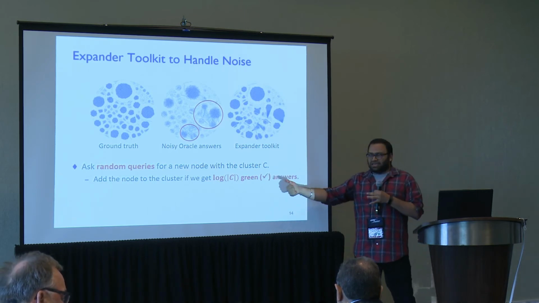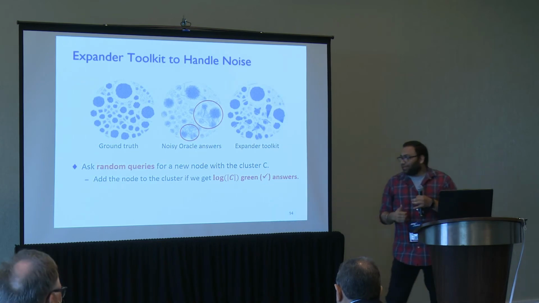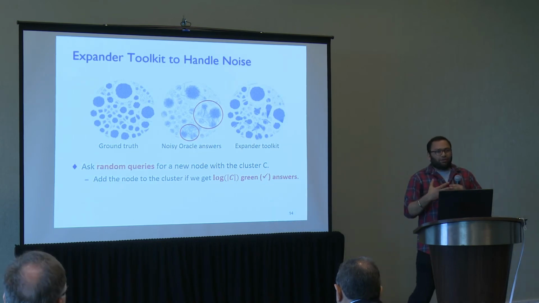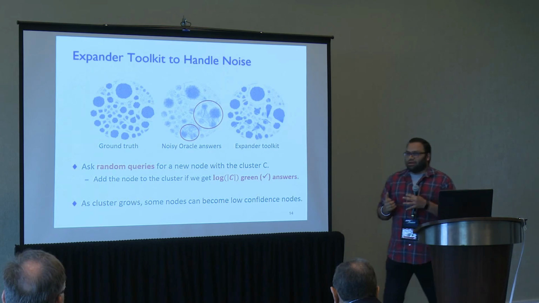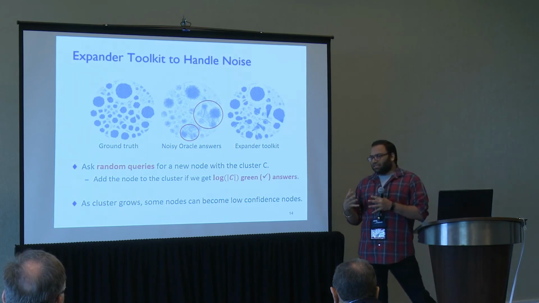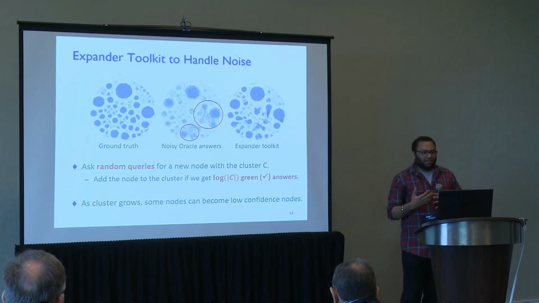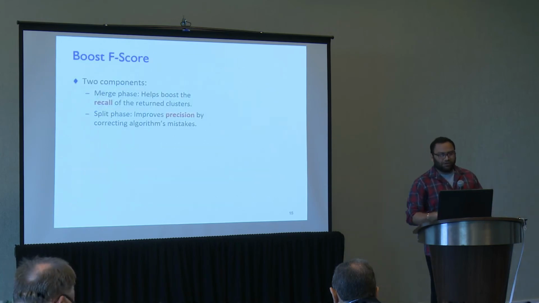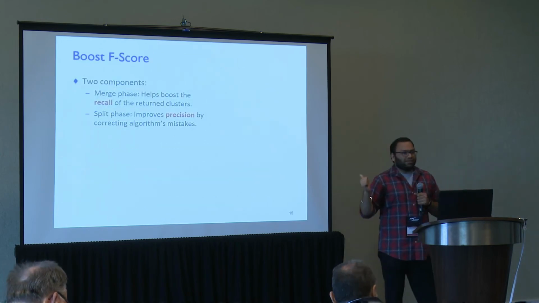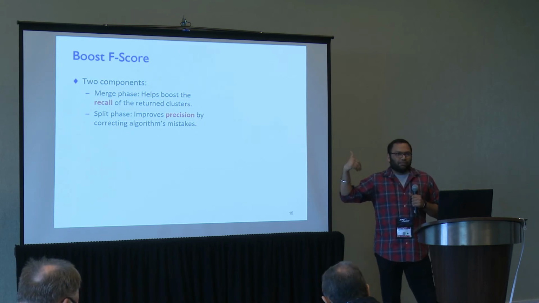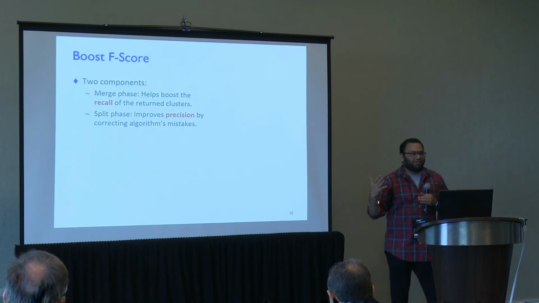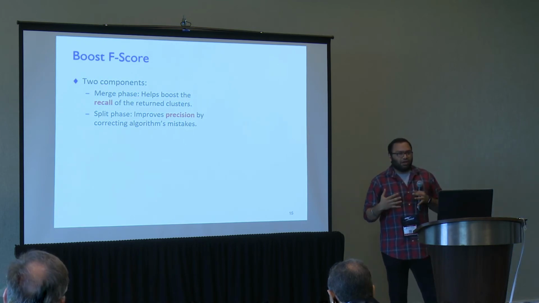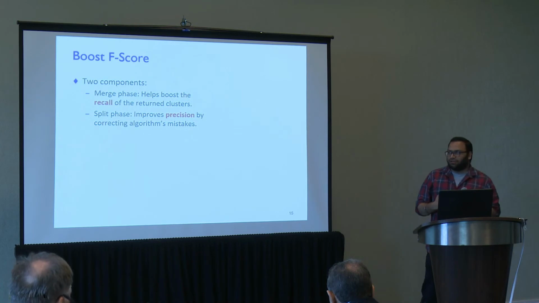So the size of C would grow. So you need a larger number of green answers to keep the node in that cluster. So as the cluster grows, some nodes might become low confidence nodes. So after the cluster C grows, you need to boost the confidence of those clusters. How can you boost the confidence of those clusters? For boosting the confidence, we propose a boost F-score method, which consists of two phases, merge phase and the split phase. Merge phase tries to boost the recall, and split phase tries to boost the precision of the clusters.